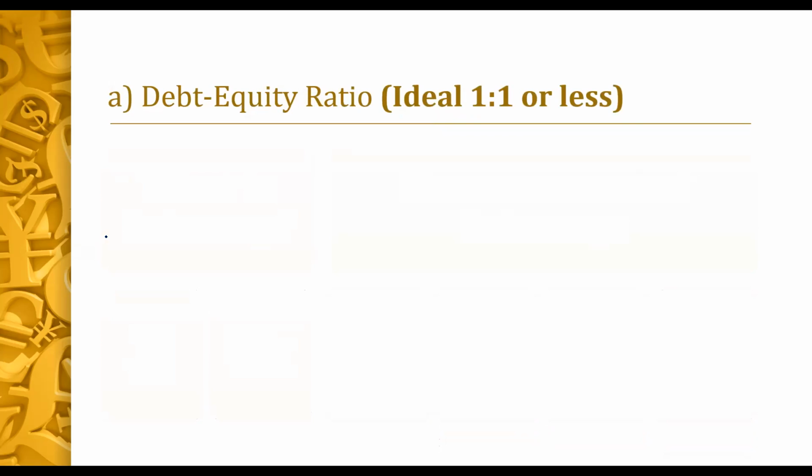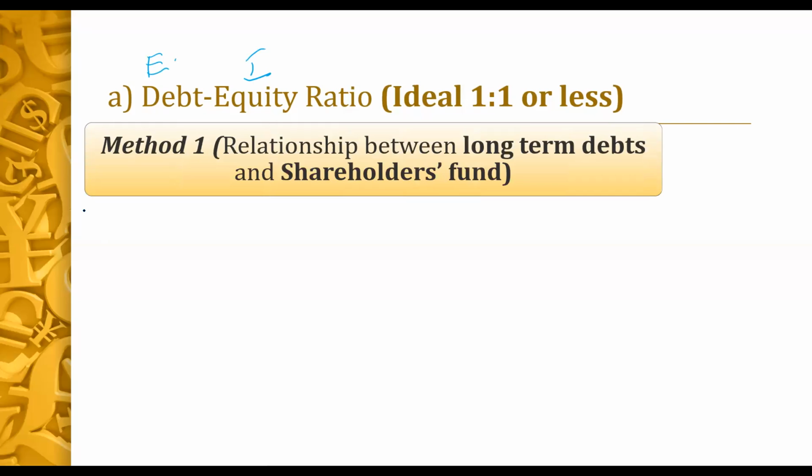And what do you mean by debt equity? We have already said debt and equity. There are two sources of capital. One is internal source. Which one is internal source? Equity. Which is external? Debt. We are actually finding out the relationship between debt and equity over here.